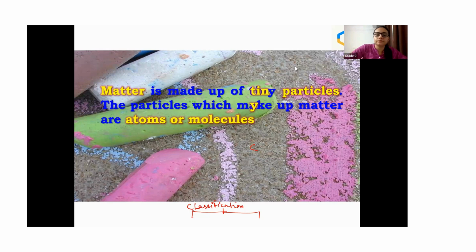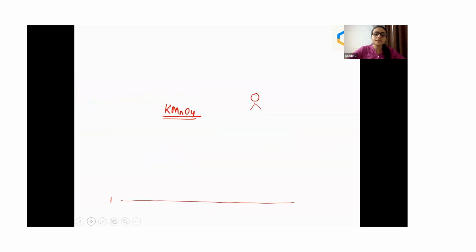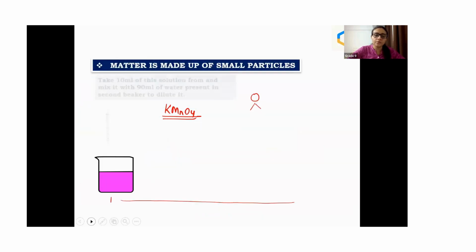Okay, no. All right. So for the first property, everyone write this down: matter is made up of tiny particles and these particles are known as atoms or molecules. Tell me when you have done, students. Done. So I'm going further now to our second property.